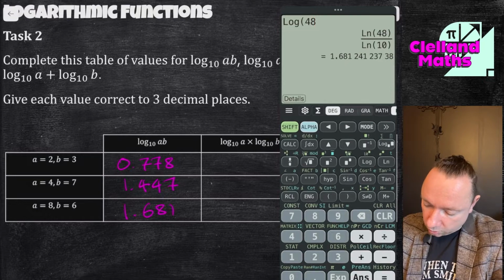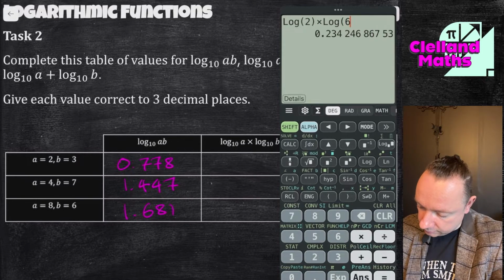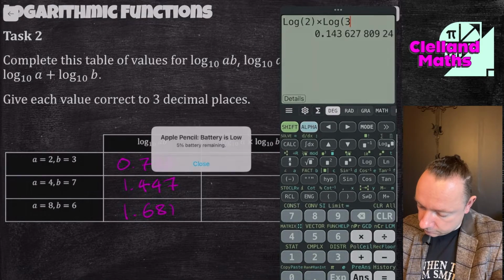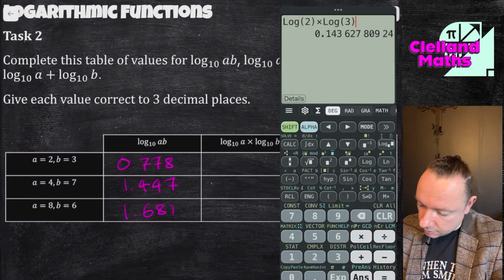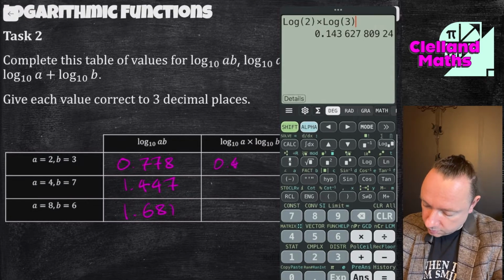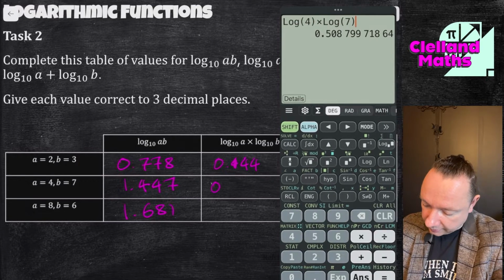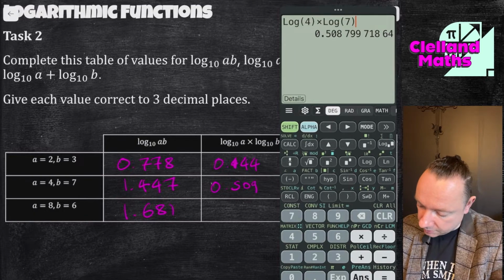So now we want to do log base a times log base b. Well, that means I'm doing log 2 times log 3, which is 0.144. In other words, not related to log of a times b. Let's do it for all of them. 4 7s is 28, so log 4 times log 7 is 0.509. Again, no relationship it would seem.